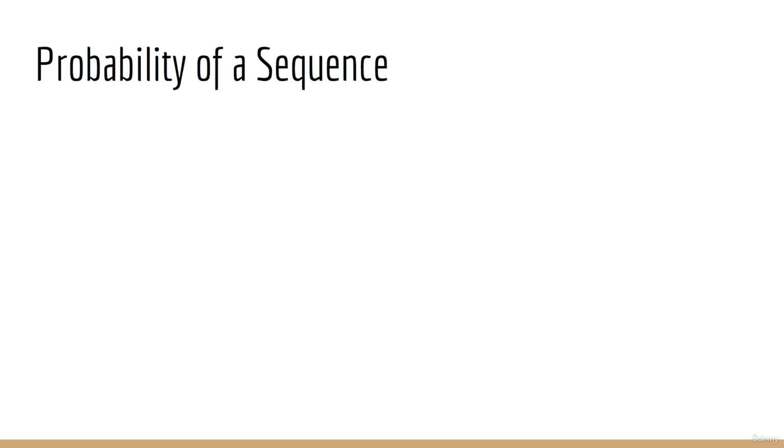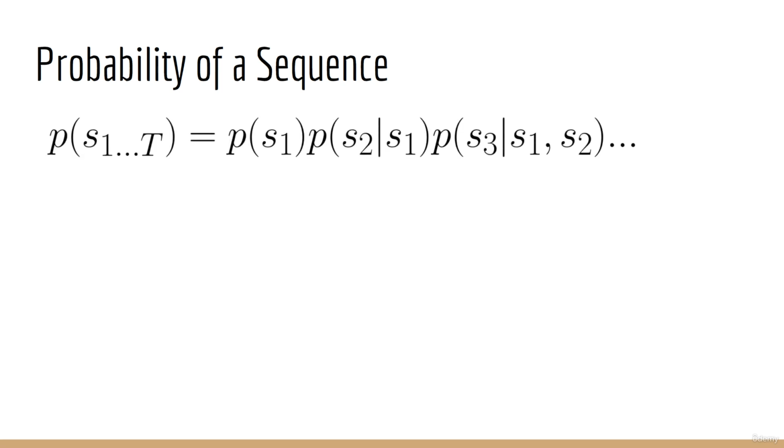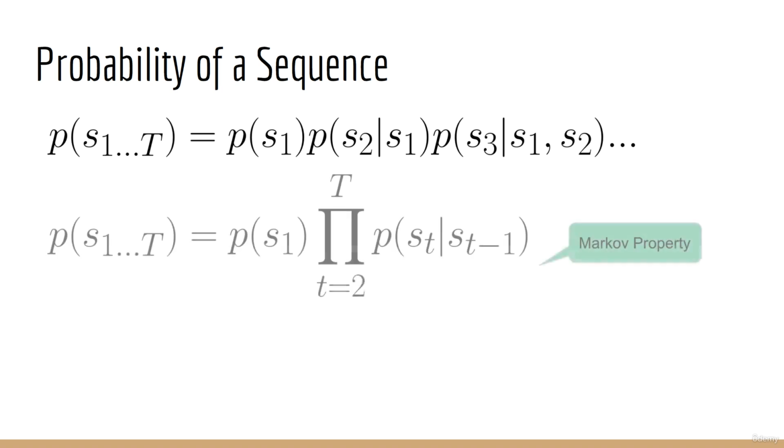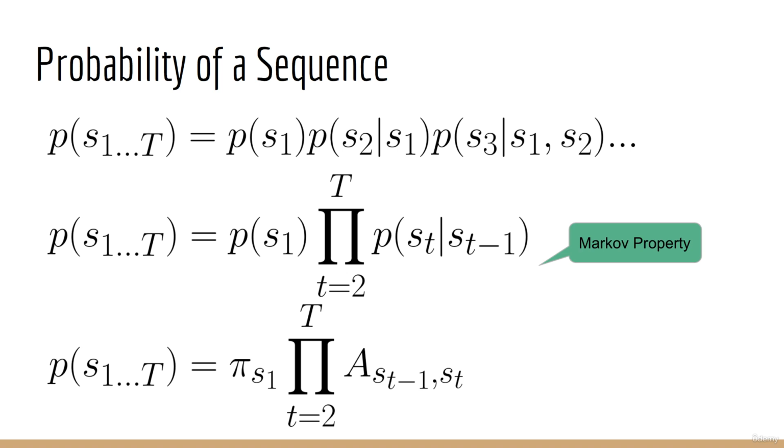Okay, so let's start by tackling the first question. Given a sequence of states and a Markov model, which is A and pi, how do we find the probability of that sequence? Luckily, we've already discussed this. In general, we could apply the chain rule of probability, but thanks to the Markov property, this simplifies to the product of state transitions. The difference now is that we will be using our new variables A and pi to represent our answer.